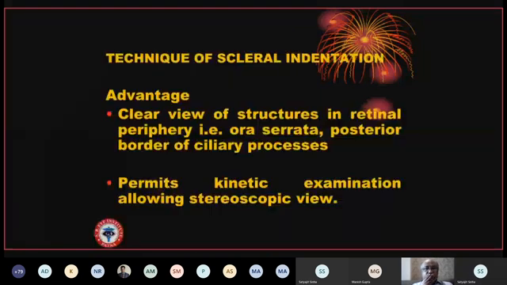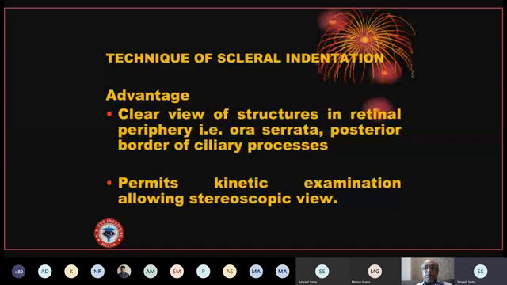Okay. So now we come to a very important technique of scleral indentation. PGs sometimes ask me, ma'am, scleral indentation is a very painful procedure. So my answer to that is that if you do the scleral indentation properly, it may cause a little bit of pressure to the patient's eye, but definitely it is not painful.